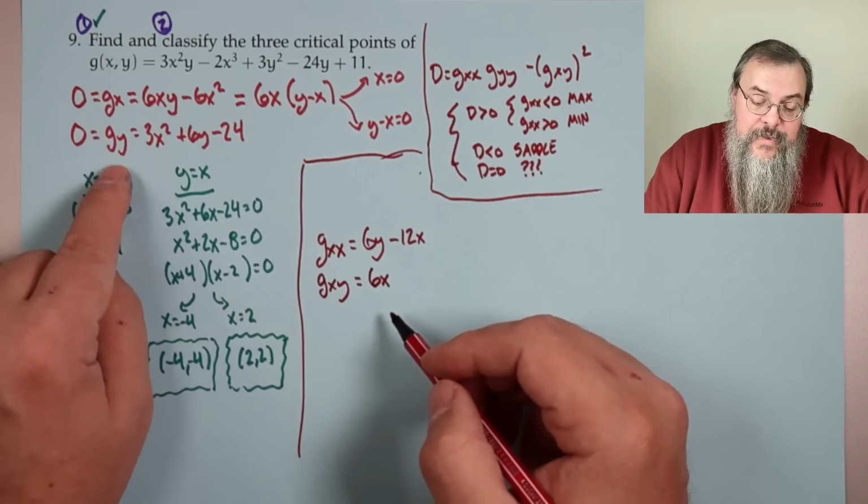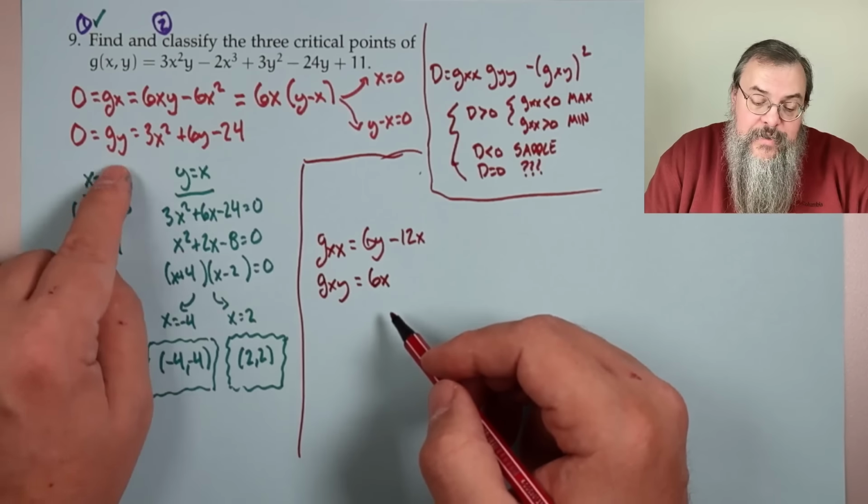Okay, so putting this together, we get that our function D is 6y minus 12x, and then we also have times 6, subtract 6x squared. Okay, and now we have to plug in our points.